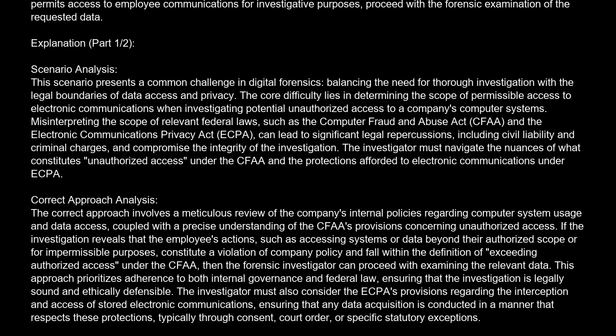This approach prioritizes adherence to both internal governance and federal law, ensuring that the investigation is legally sound and ethically defensible. The investigator must also consider the ECPA provisions regarding the interception and access of stored electronic communications, ensuring that any data acquisition is conducted in a manner that respects these protections, typically through consent, court order, or specific statutory exceptions.